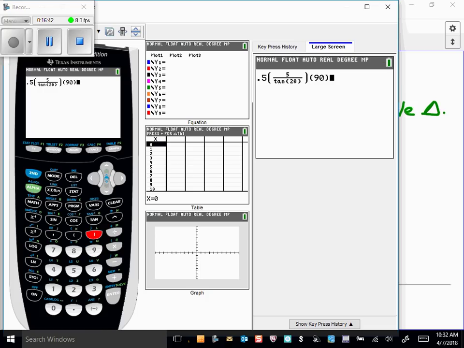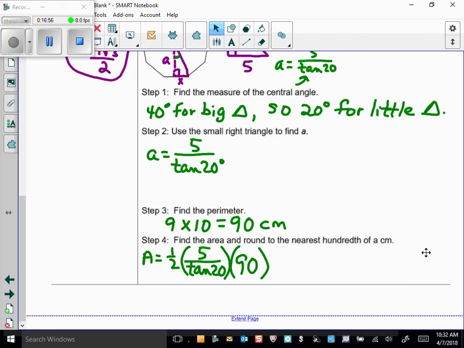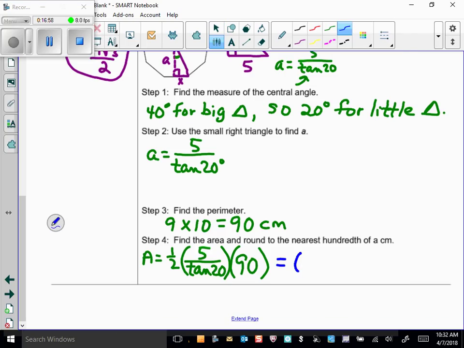So that's how your equation needs to look. Or you could say times 1/2 instead of the 0.5. But anyway, when we put that in, we get 618, and what does it tell us? To round it to the nearest hundredth. So we're going to put 618.18 as our answer, and it's square centimeters. And that's the gist of it, guys. That's how you have to use trig to find the areas of these regular polygons.